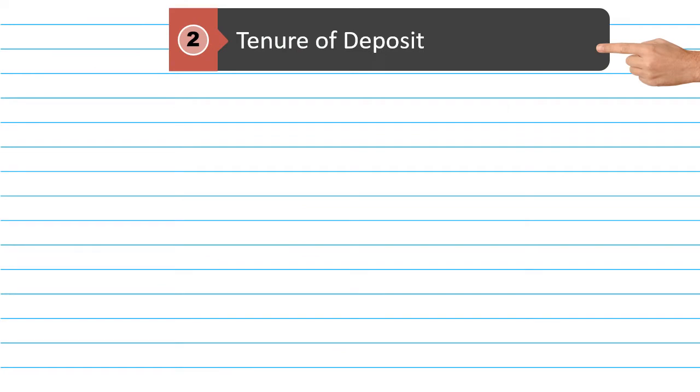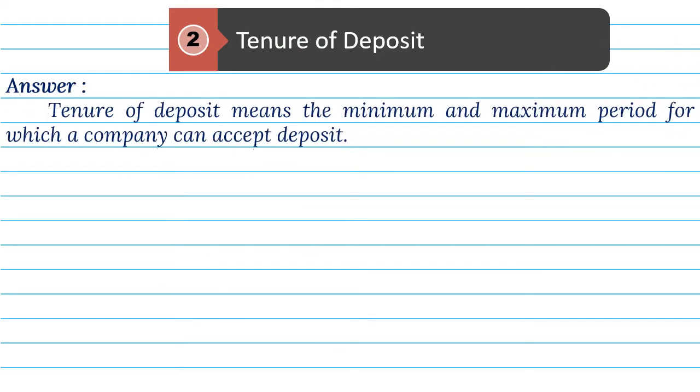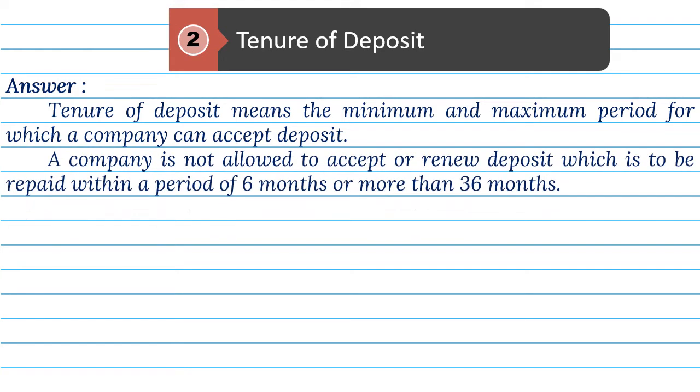2. Tenure of deposit. Answer. Tenure of deposit means the minimum and maximum period for which a company can accept deposit. A company is not allowed to accept or renew deposit which is to be repaid within a period of 6 months or more than 36 months.